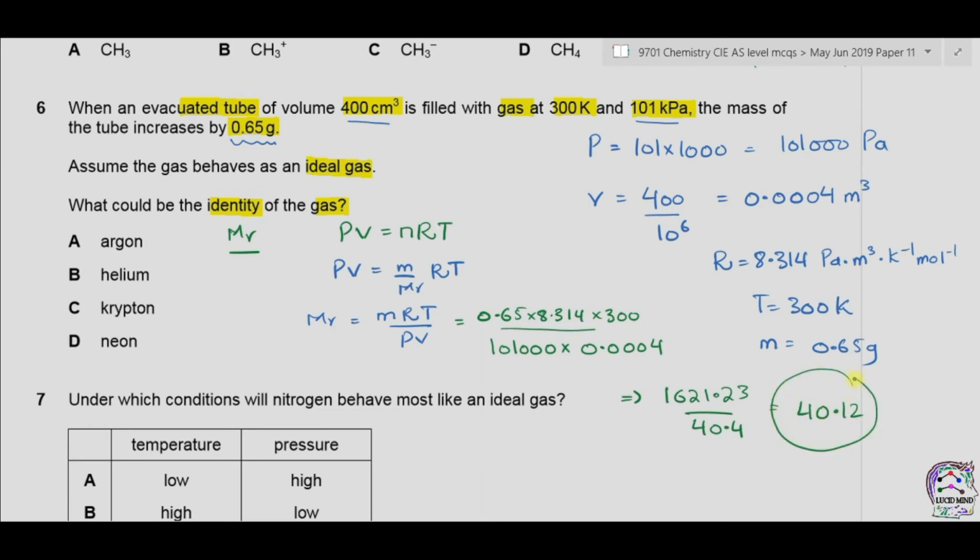Now, this is the Mr of the gas that is used. From periodic table, we can find out the molecular masses. So, the molecular mass of argon is 39.9. For helium, it is 4.0. For krypton, it is 83.8. And for neon, it is 20.2. The nearest value is 39.9. So, therefore, answer is A.